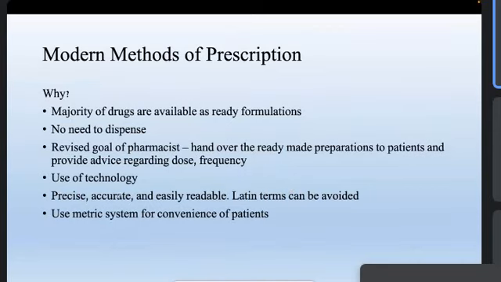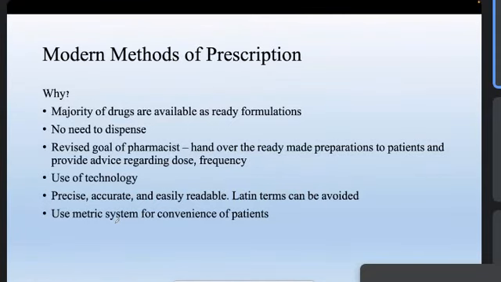So it is very precise, accurate, easily readable, and we do not use the imperial system. We use the metric system for the convenience of patients. We only use micrograms or mg or mcg, and we don't use something like gallon and all. Okay, so those were the practice. We don't use ounces right now.